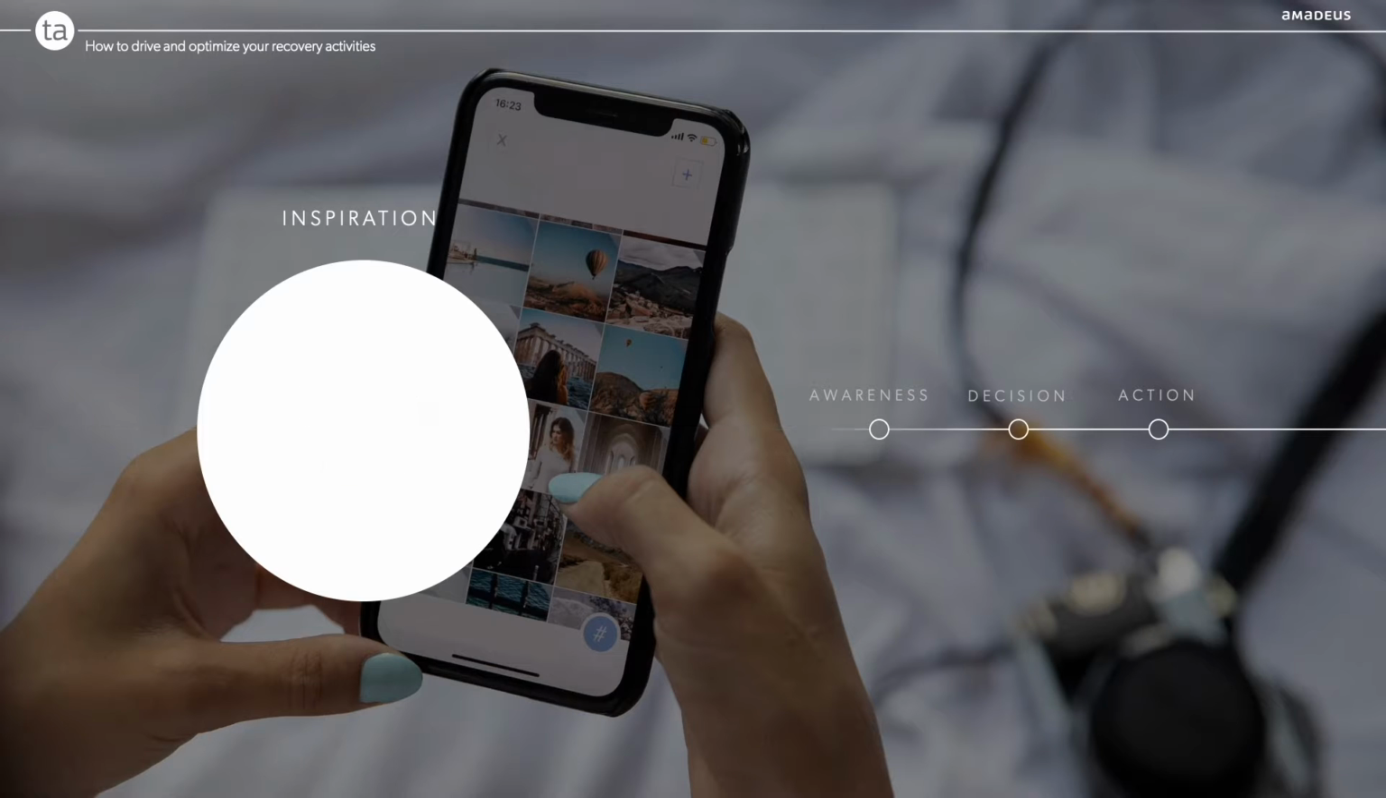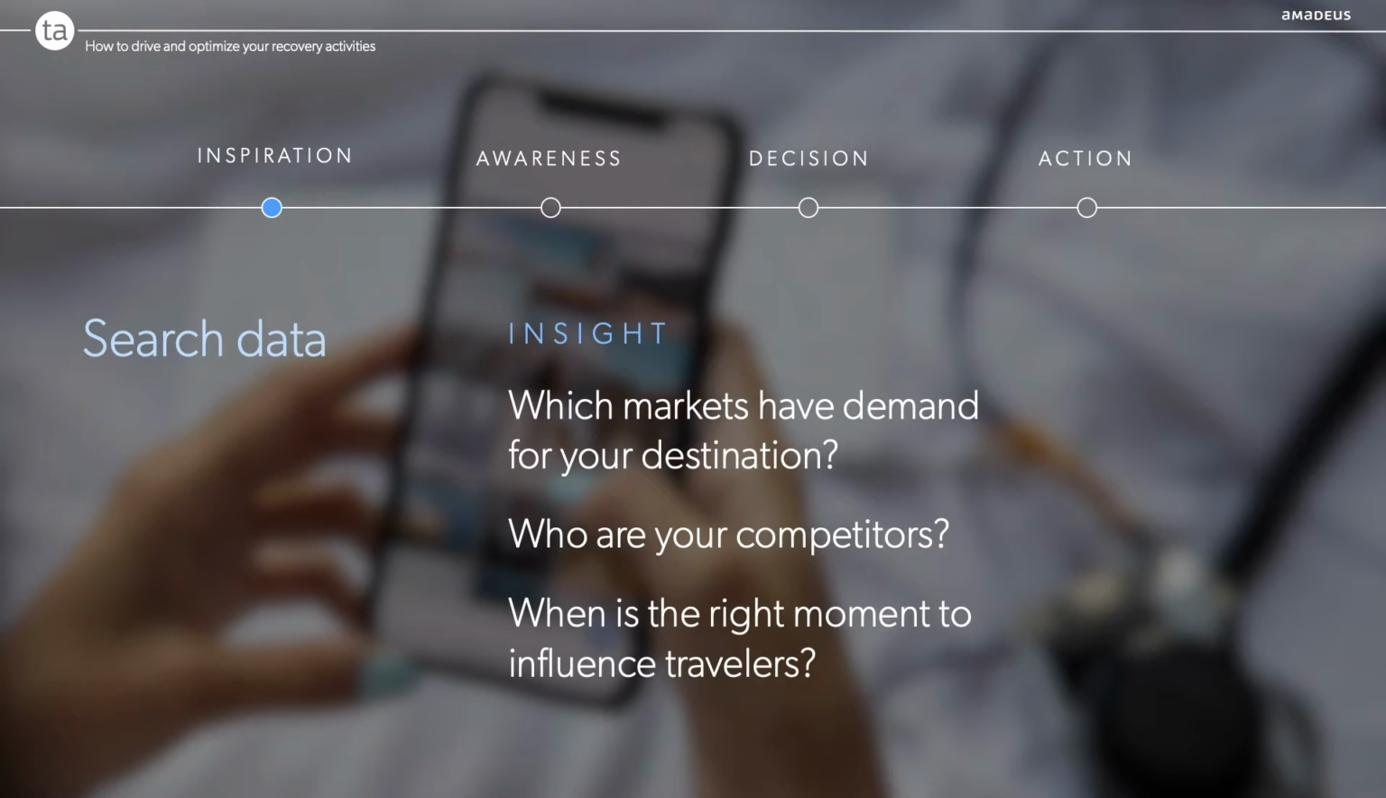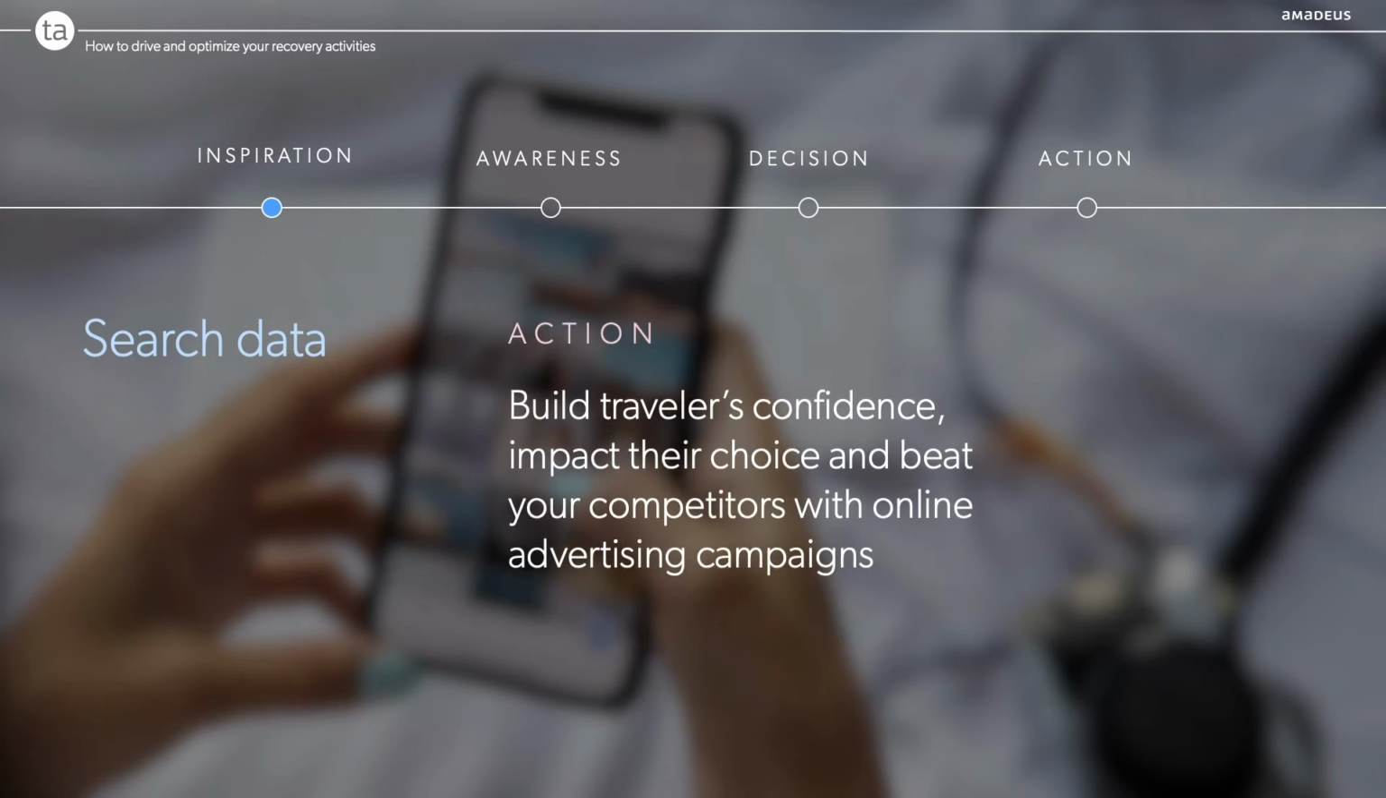So what kind of insights can you actually extract at this stage? For example, you can find out, is there enough interest in your destination? Who am I competing with? Or when should I be targeting and influencing my potential visitors? And if the search data shows that there is still not enough demand or searches for your destination, that could be an indicator that you need to inspire those travelers first by launching visual branding campaigns on travel websites, blogs, or on social media. Let's take a quick look at a beautiful example of a visual campaign made by Discover Dominica.